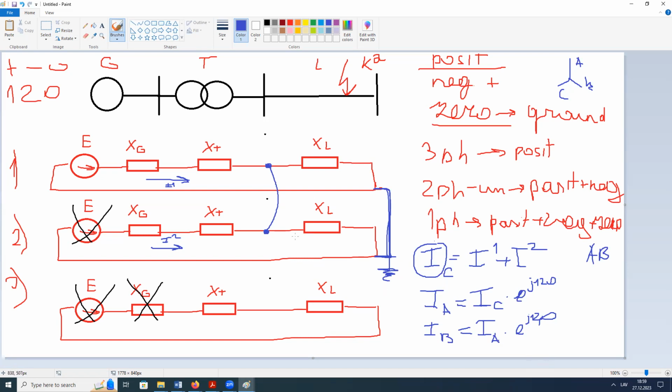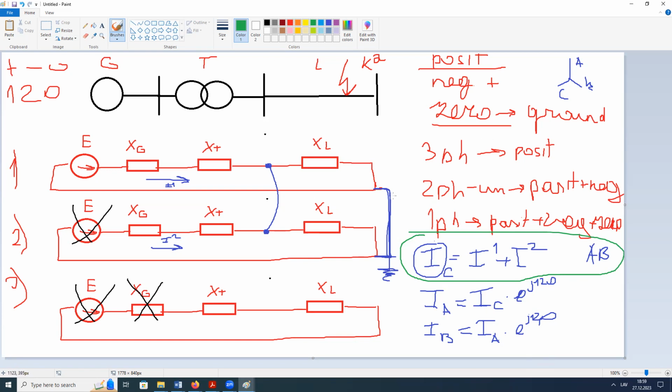That's why when we're using this theory, we are always calculating the special phase current value. This is a special phase. And to get the other two, we just need to rotate them. This is for a two-phase fault.